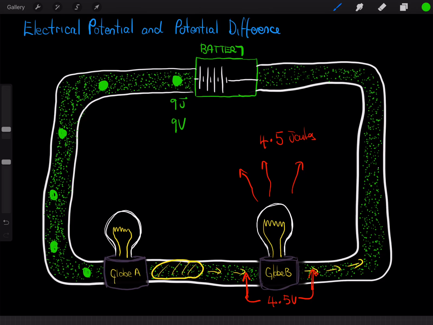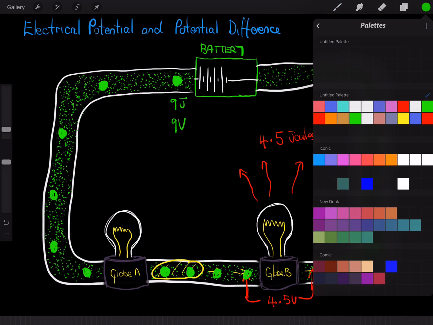Now as it passes through this first globe, and it comes out the other end, it's now dropped down to 4.5 volts, or 4.5 joules per Coulomb of charge, because that amount of energy has been converted to heat and light. Now it's still at 4.5. Now it's going to lose another 4.5 as it goes through the second globe. Therefore, when it comes out the other side of that second globe, it will have 0 electrical potential energy.